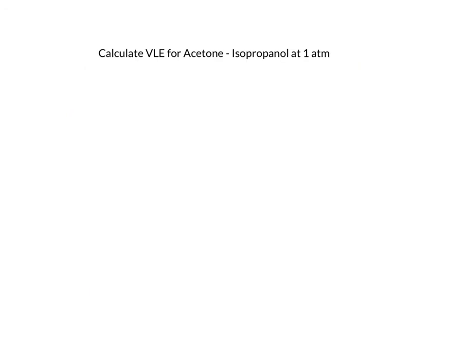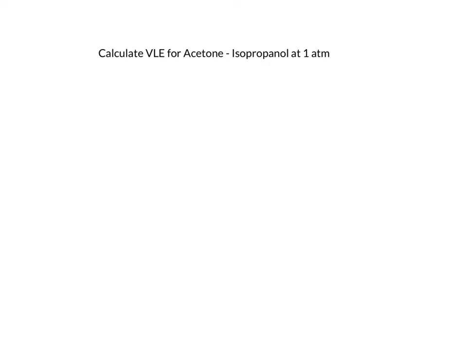Hey, what do you do if you need vapor-liquid equilibrium data, but it's not an ideal solution? Let me show you a trick. Suppose we want to distill an acetone isopropanol mixture at 1 atmosphere. How do we get the vapor-liquid equilibrium for this system?